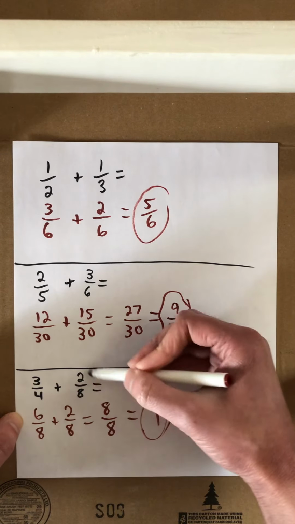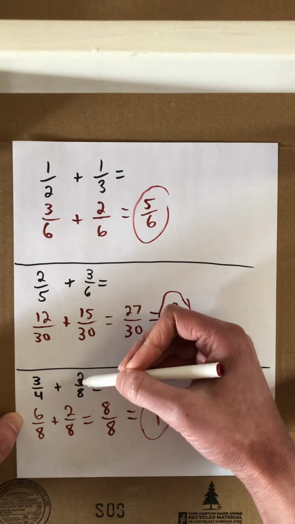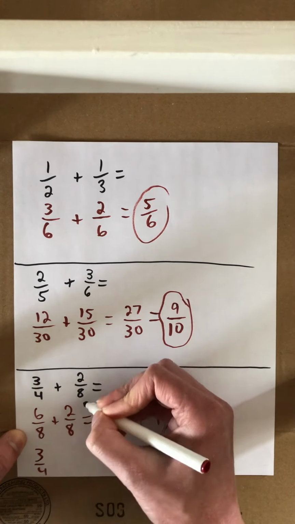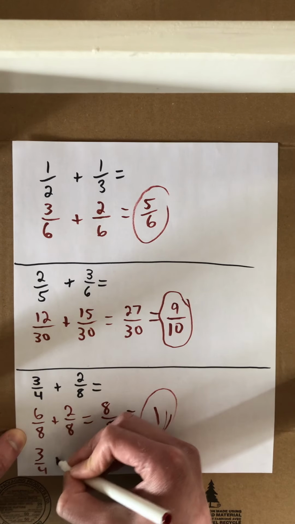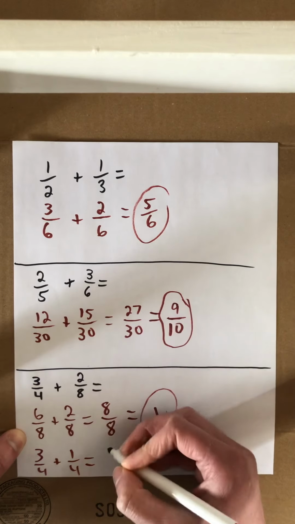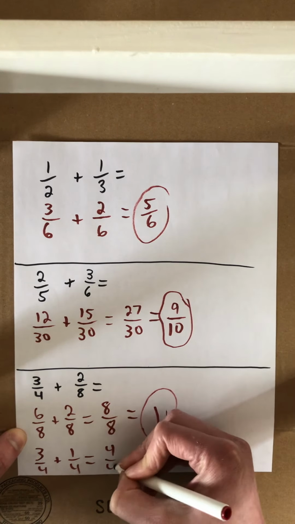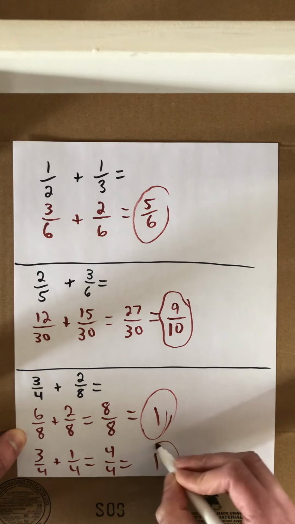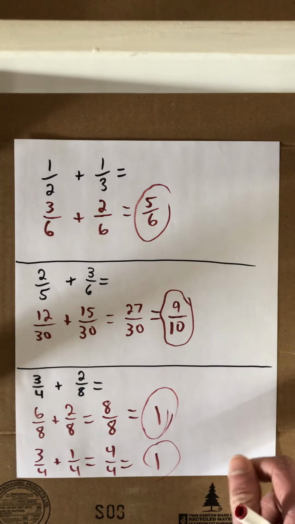actually could have made this one out of 4 instead. So if I had done that, I would, of course, have 3 out of 4, and 2 out of 8 is the same thing as 1 out of 4 if I would divide top and bottom by 2, and that is 4 out of 4. Again, that's one whole. So either way, it gets me to the same answer. So both ways would be correct.